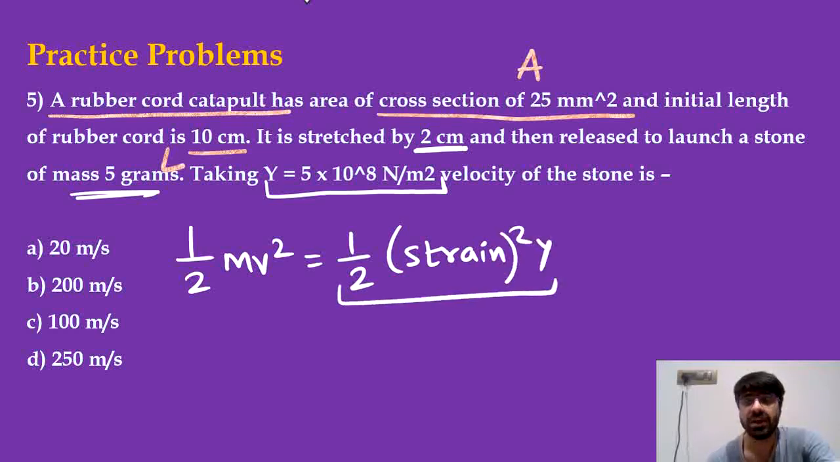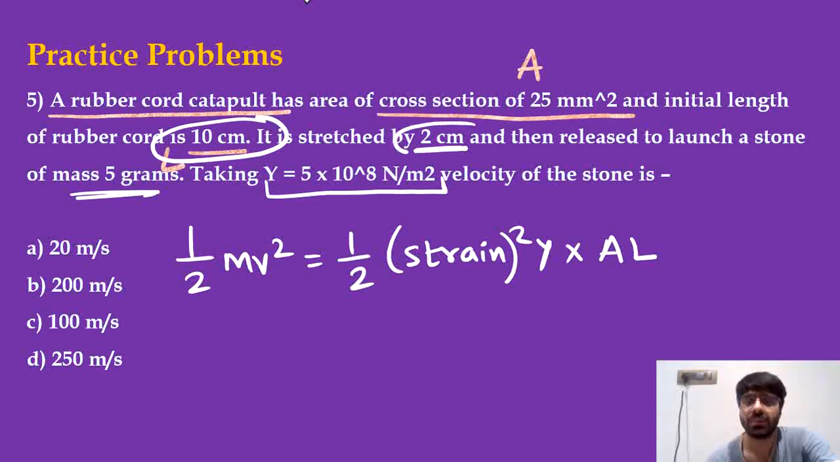The formula is still incomplete because this only gives the work done per unit volume. We have to write it as half strain square Y multiplied by volume of the wire, which is A into L. Now one thing you need to be careful with over here is, why are we using the strain square Y formula? Why not half into stress into strain, or why not half into stress square upon Y? That is because we know the initial length of the rubber cord, and we know that by how much we are pulling that rubber cord. So we know the change in length and we know the original length. That means we know the strain, and that is the reason we are going to use the formula half into strain square Y.